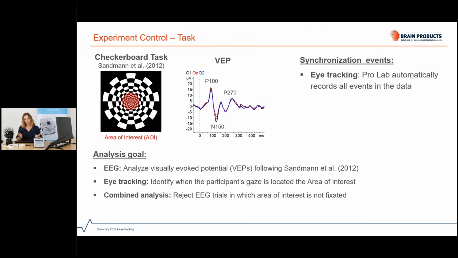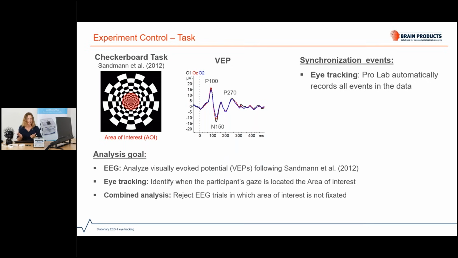If we had a computer with a parallel port, we could also set up nice trigger signals in ProLab and pass them right on to our actiCHamp Plus. However, for today's setup, we're assuming you might just have a laptop that doesn't have a parallel port. So we want to show you how we can get these synchronization markers without a parallel port, but with the help of the photo sensor and the StimTrack.